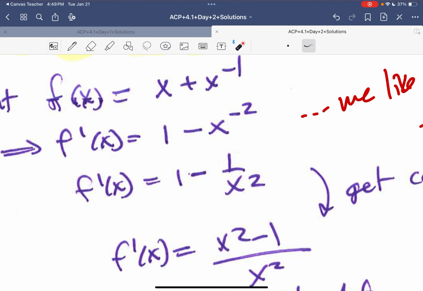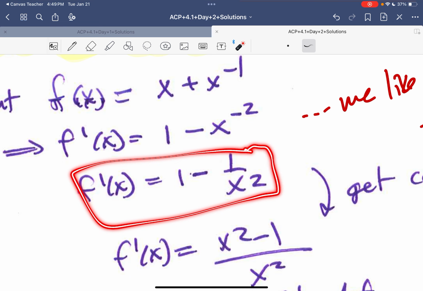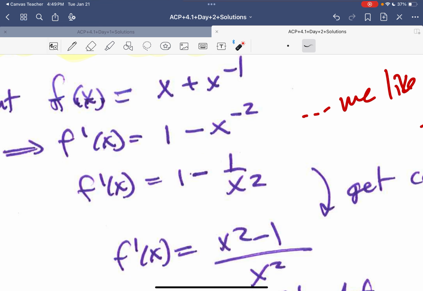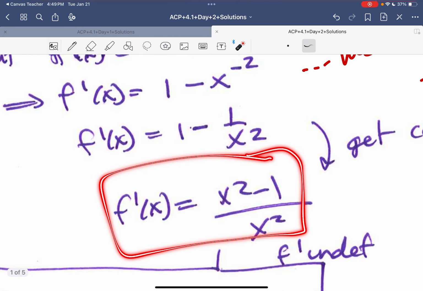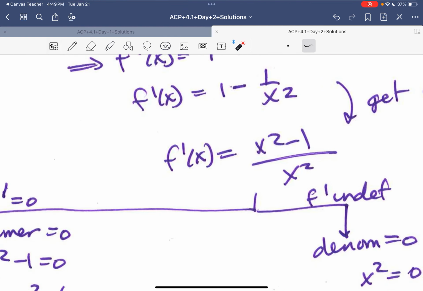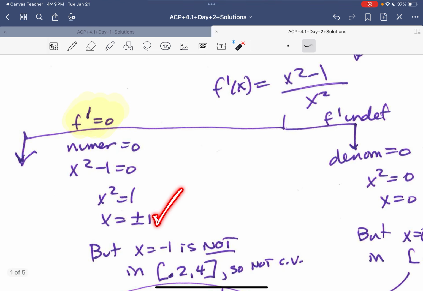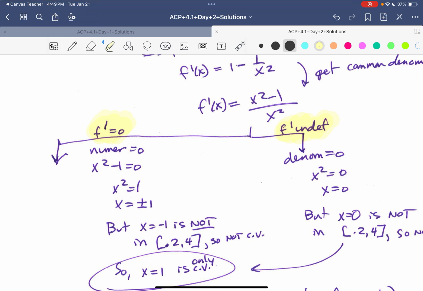So first thing we do after we get this derivative is rewrite it like so, but then we have two terms. To get it to be one term, we multiply this by x squared over x squared, and we end up getting this as our derivative. And that's great because it is one term. So now for that derivative, where is it equal to 0? Well, that's where the numerator is equal to 0. So that gives us plus or minus 1. And over here, where is it undefined? Well, that's where the denominator is 0, and that gives us x is equal to 0.